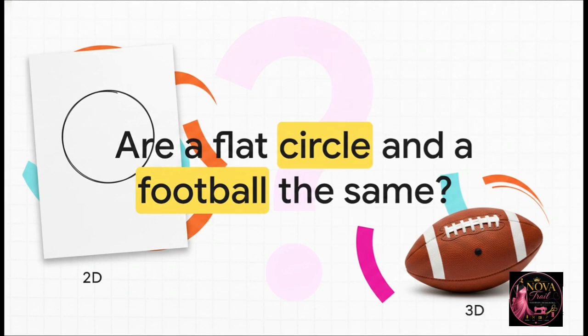Imagine you draw a perfect circle on a flat piece of paper. Now grab a real football and put it right next to that drawing. They're both round, right? But are they the same thing? No, of course not. One is totally flat and the other is something you can pick up, spin around, and actually hold in your hands. That fundamental difference right there, that is exactly what we call form.